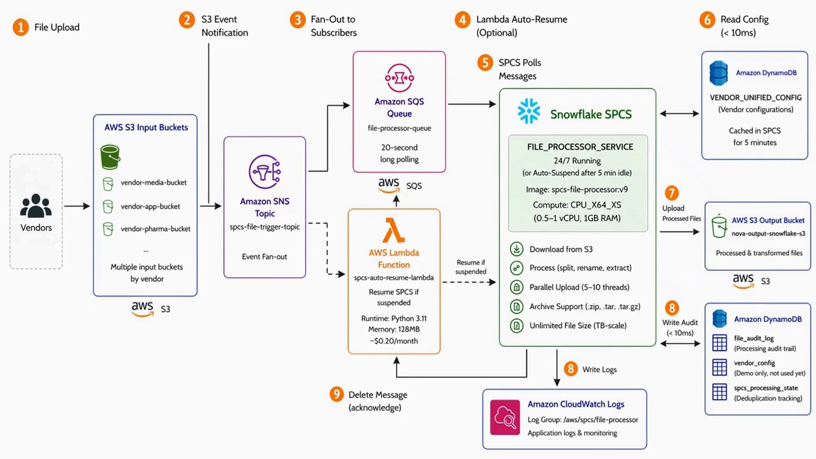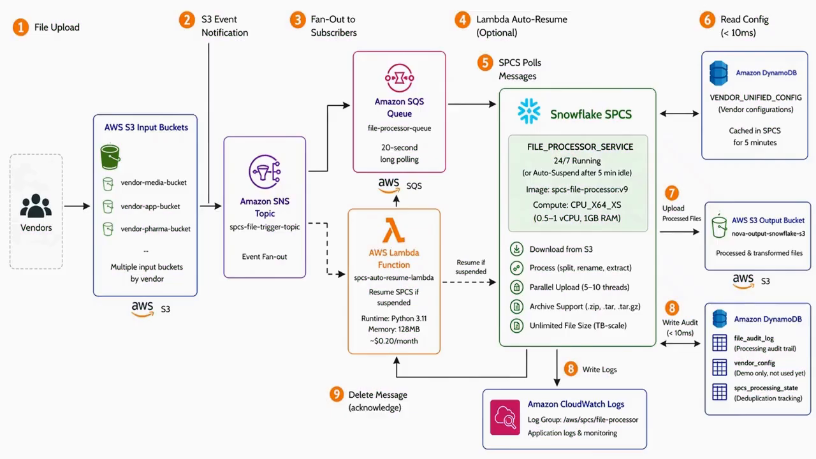At a high level, the flow is: files land in S3, events go through SNS, SNS fans out to SQS and Lambda, SPCS processes the files, outputs go back through S3, and logs and audit go to DynamoDB and CloudWatch.